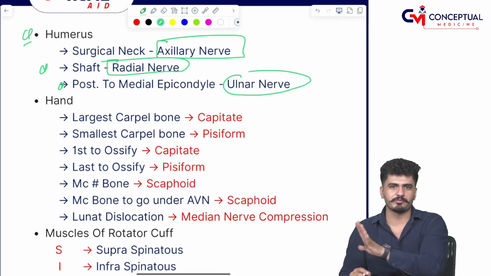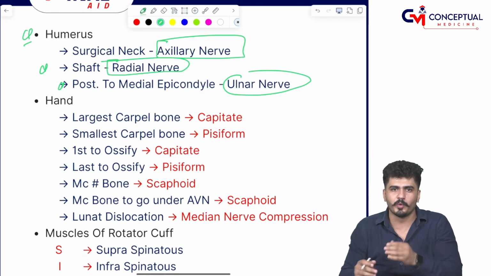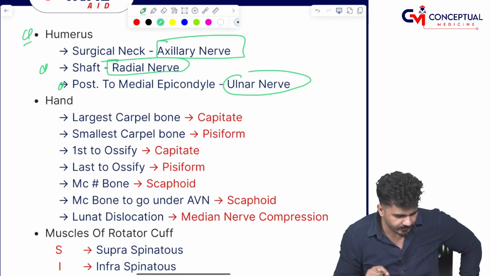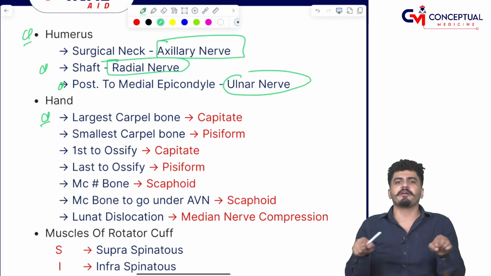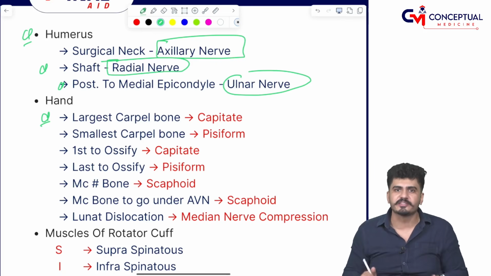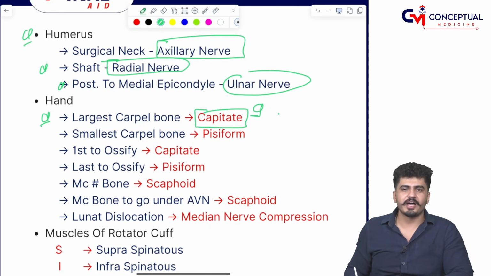Now carpal bones we have to talk about, which is the biggest, first to ossify, last to ossify, all those bones also we have to take care. So my dear friends, number 1, if we say the largest carpal bone, the capital of the country is the largest main state, like Delhi is largest. So C for capital, C for capitate. You have to remember like this, my dear friends. So largest carpal bone is going to be your capitate.